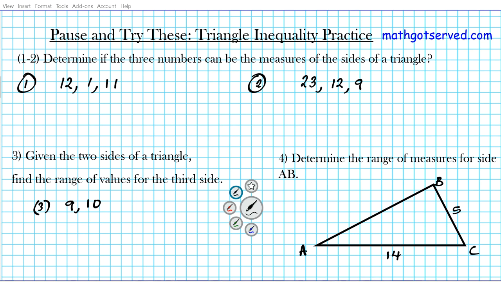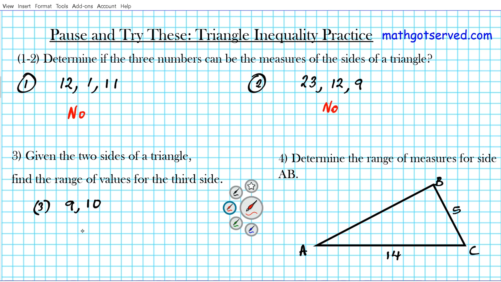Welcome back. Hopefully you had a chance to try out the practice problems. Let's take a look at what the solutions are. For number 1, could these 3 sides be measures of the sides of a triangle? The answer is no. Okay. All right. Number 2, how about these 3 sides? The answer is no for these.